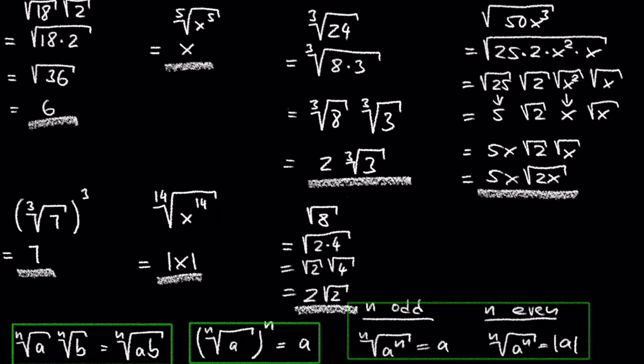What about this example, the fourth root of 48? We can write the 48 as 16 multiplied by 3.